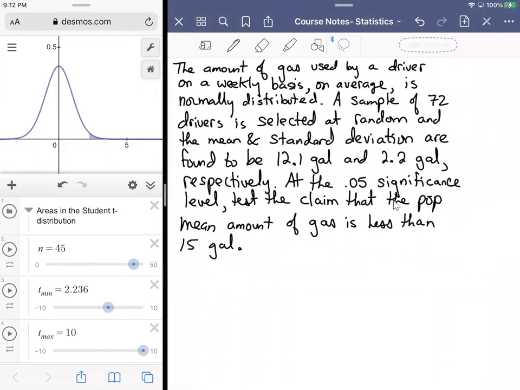But the amount of gas used by a driver on a weekly basis, on average, is normally distributed. A sample of 72 drivers is selected at random. That initial driver is considered the basis, an exemplar of drivers, so that's the generalization. The mean and standard deviation are found to be 12.1 gallons and 2.2 gallons respectively. So the 12.1 goes with the mean, 2.2 goes with the standard deviation. At the 0.05 significance level, test the claim that the population mean amount of gas is less than 15 gallons.